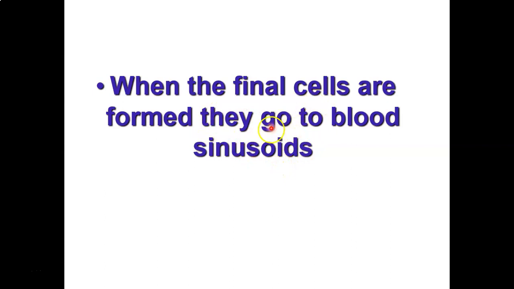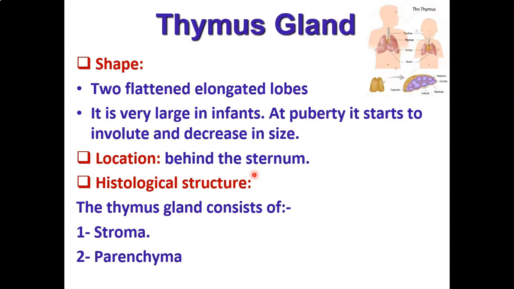When the final cells are formed, where will they go? They will go to the blood sinusoids. The second primary lymphatic organ, who is it? Excellent, the thymus. So we have two primary lymphatic organs: bone marrow and thymus.